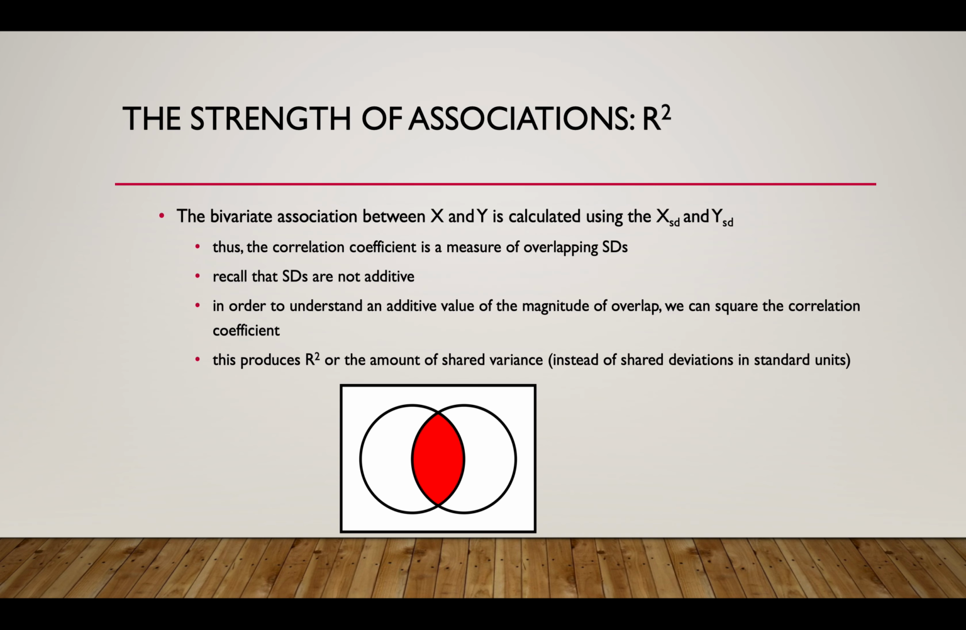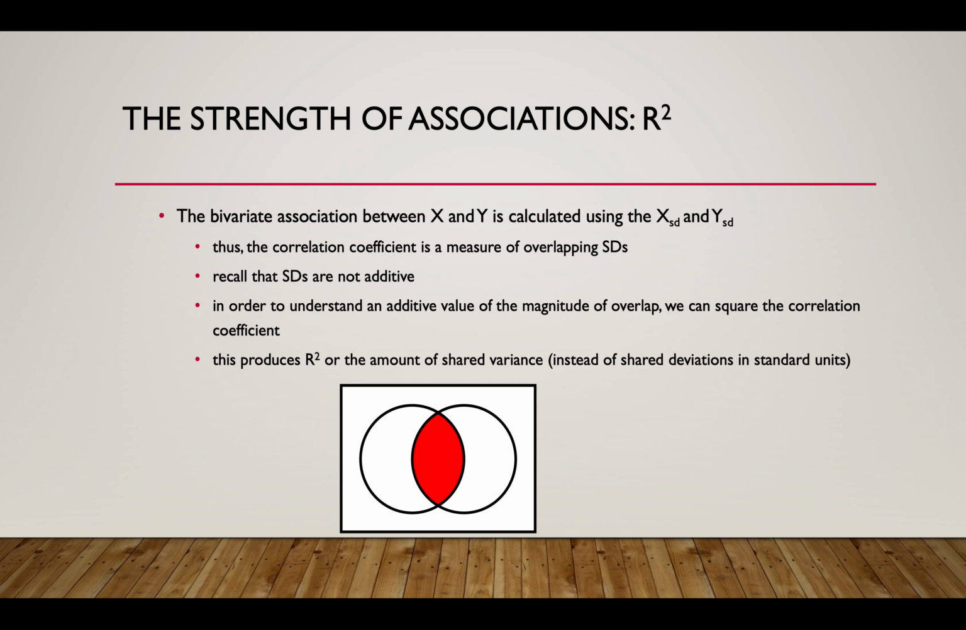the standard deviation of y. The way that you do this is, well, we'll do it in class. It doesn't make any sense for me to talk through it right now, but the correlation coefficient is a measure of actual overlapping standard deviations. Again, remember, I just said a moment ago that standard deviations are not additive, but variances are. So in order to understand an additive value of the magnitude of overlap, we square the correlation coefficient. And so that correlation coefficient is really the overlap in standard deviations, and consequently, the squared value is the overlap in variance. Remember that variance is just the standard deviation squared.